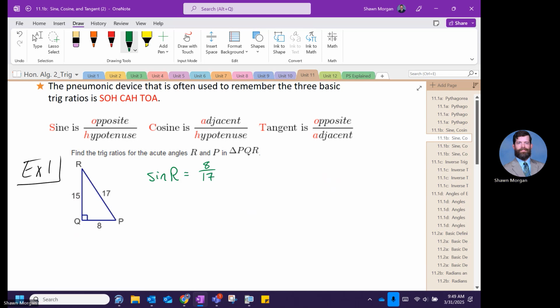Correct. Okay, Michael Davis, what is the cosine of R? Cheat, use the little fraction above. 17.